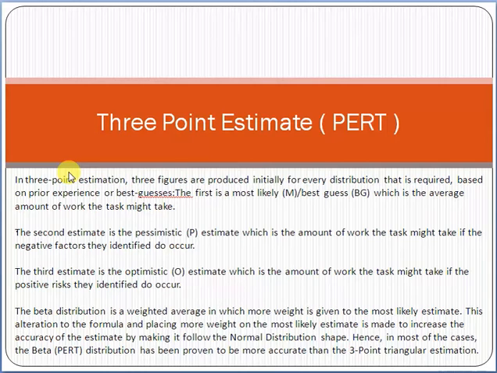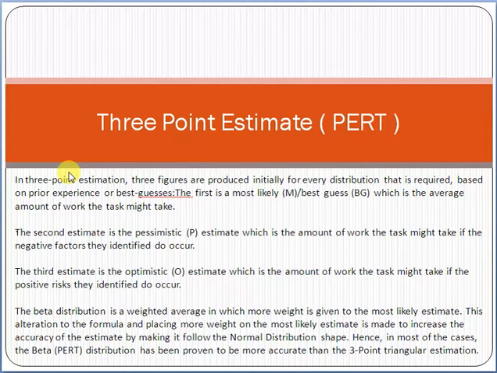First of all, the most important point is that in 3 point estimation, three figures are produced initially for every distribution that is required, based on prior experience or best guesses. The first is the most likely guess, which is the average amount of work the task might take. What does it mean? Most likely means that average.